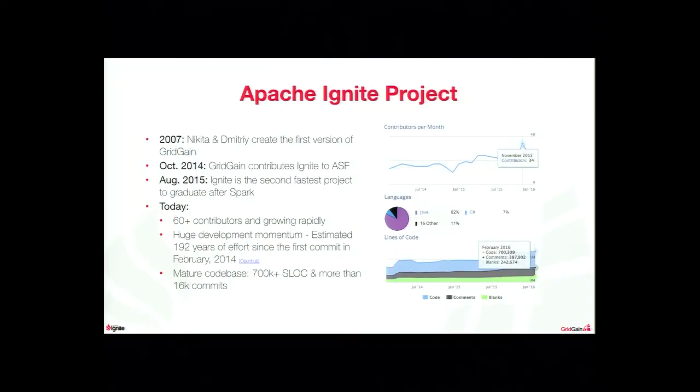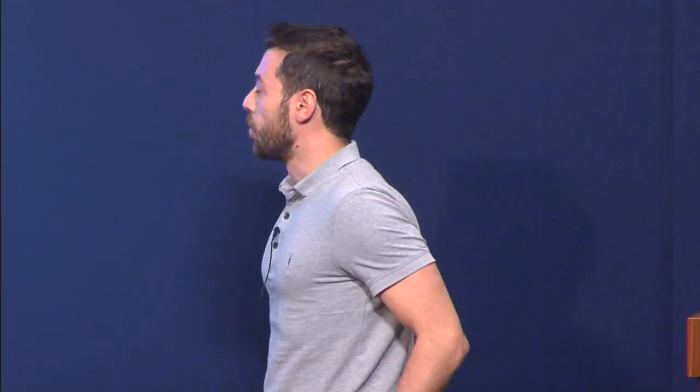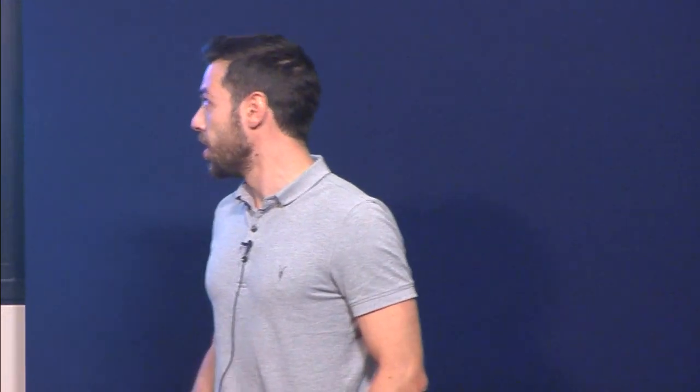Okay, so the Apache project. Back in 2007, we had the two founders of GridGain, Nikita Ivanov and Dmitriy Setrakyan, if I got that right. They started GridGain given their previous experience in the HPC sector. They developed what they called GridGain Compute Grid. And then in 2014, they contributed this project to the Apache Software Foundation as Apache Ignite. Now, Apache Ignite was the second fastest graduating project from the Apache Software Foundation after Spark.